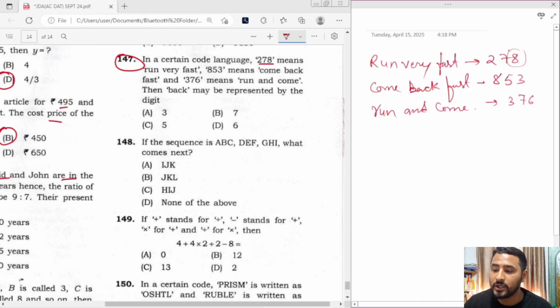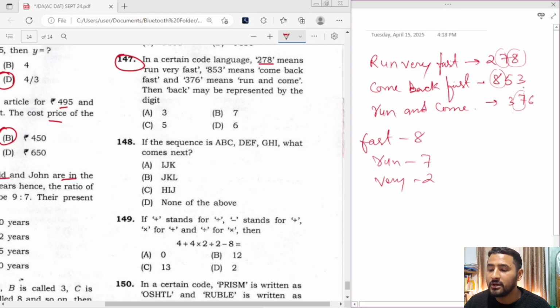See the similar one. 8 and 8 are similar, right? Which words are similar in these two? I can see fast, fast. That means the code for fast is 8. Clear? Now again, I can see 7 and 7 in the first sentence and the last sentence. That means which are common? Run. So run is 7. Now 2, the remaining: very will be 2, because there are no more common words.